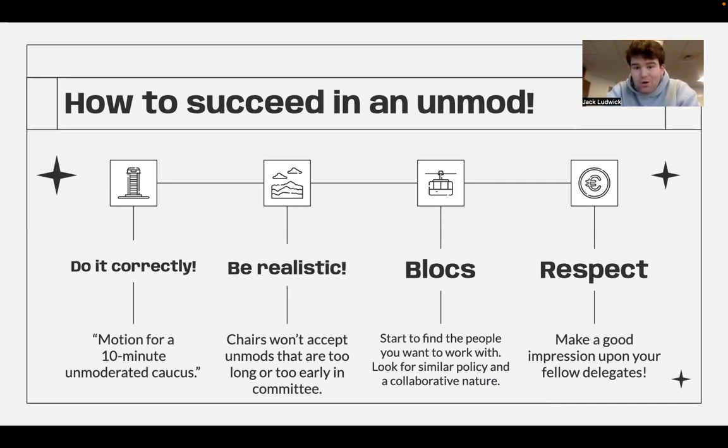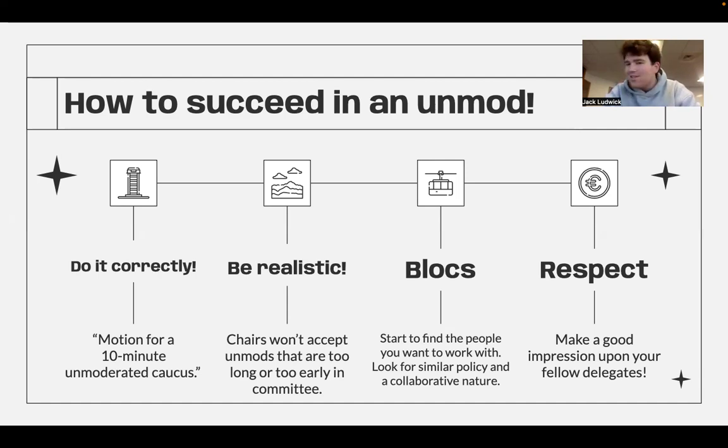Be realistic when you're motioning. Chairs are not going to accept an unmod that is crazy long, or if it's way too early in committee. For example, you probably won't get to an unmod in the first committee session because chairs and other delegates want to hear your opening speeches and how you talk and are able to do that formalized debate.